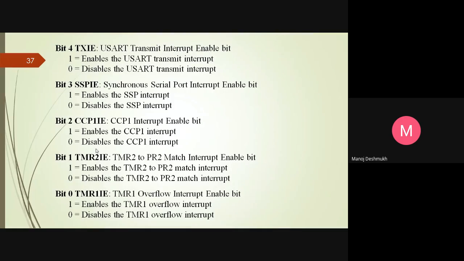The actual interrupts are available in the PIR register, and enabling the interrupt takes place in the PIE register, either 1 or 2. So here we discuss the IE, enabling the interrupts. After that, SSP, synchronous serial port. These are some of the features or architectural blocks available in the PIC16 microcontroller.